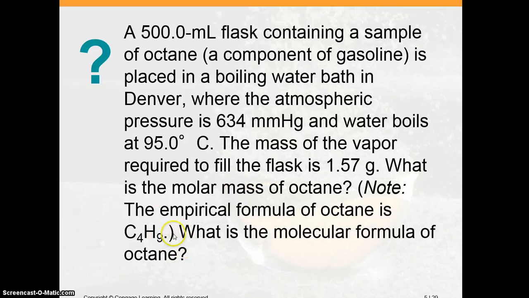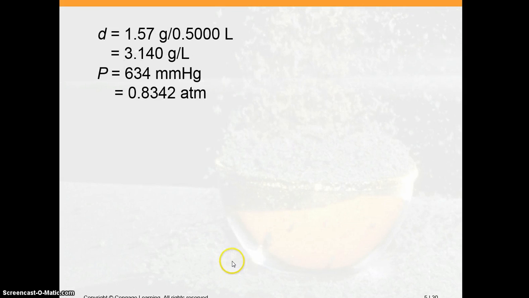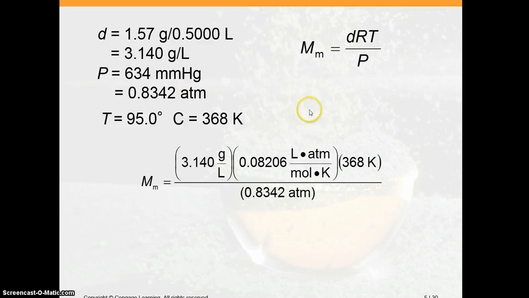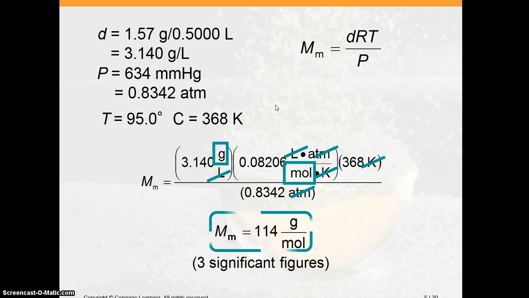So the first part of this, you're really just solving your formula, M equals dRT over P. Density is grams over liters, so I take the mass given divided by the volume. That gives me density. R is constant. T is given. Pressure I do have to convert to atmospheres.